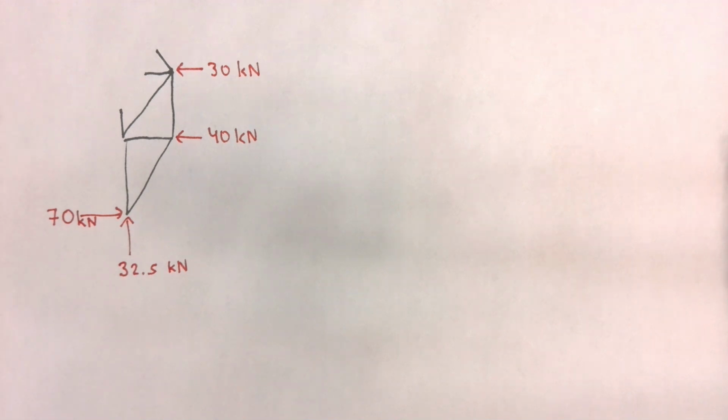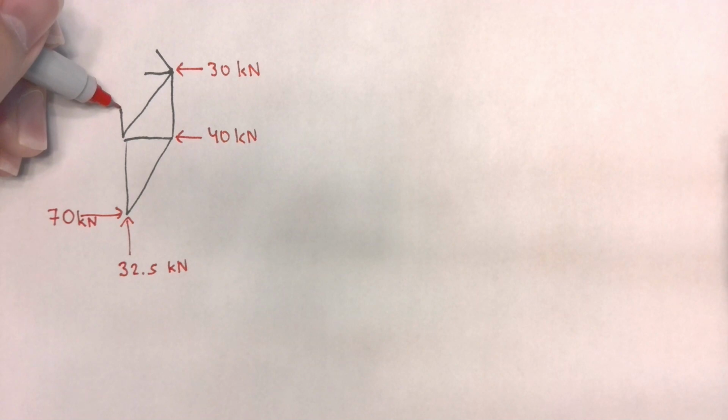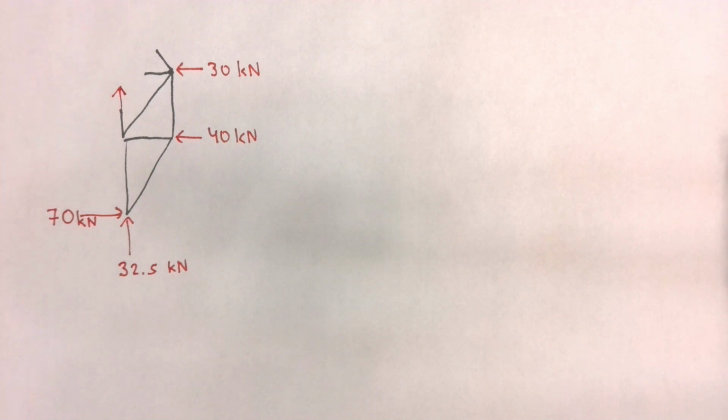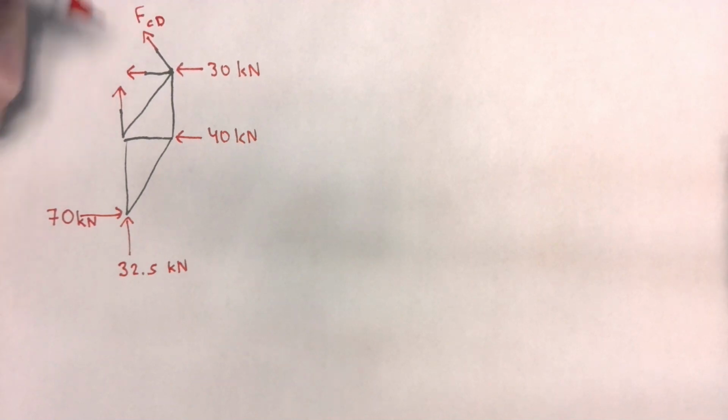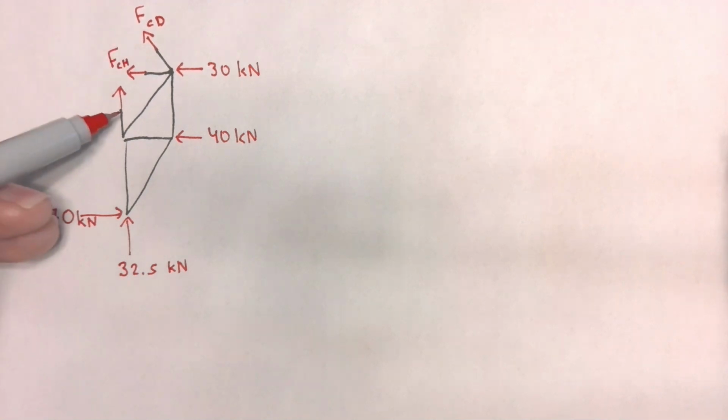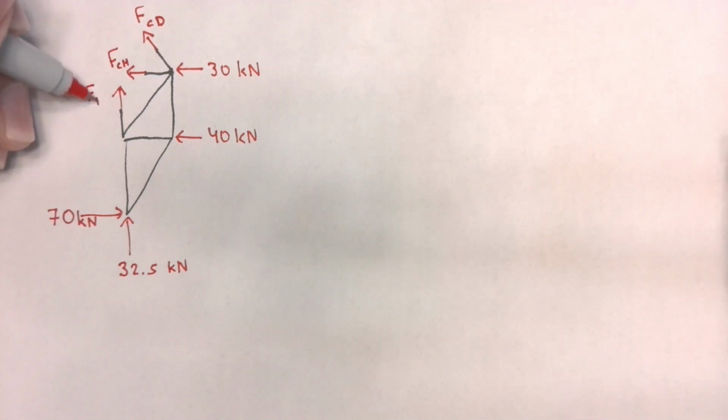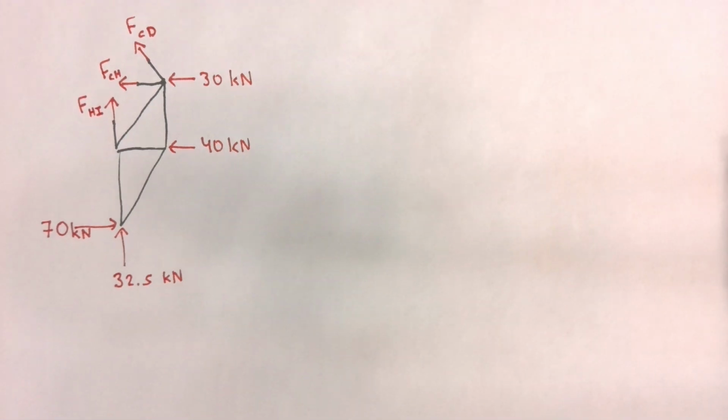So when I cut my members, I'm going to end up with an unknown tension or compression force here, an unknown tension or compression force here, and an unknown tension or compression force here. They're unknown. I don't know if they are in this direction or in the opposite direction, but it's okay, because if I get a negative value, that just means that the arrow should go in the opposite direction. So this force goes from C to D, so I'm going to call it force CD. This one goes from C to H, so I'm going to call it force CH. And this one goes from H to I, so I'm going to call it force HI. You can call it HI or IH.